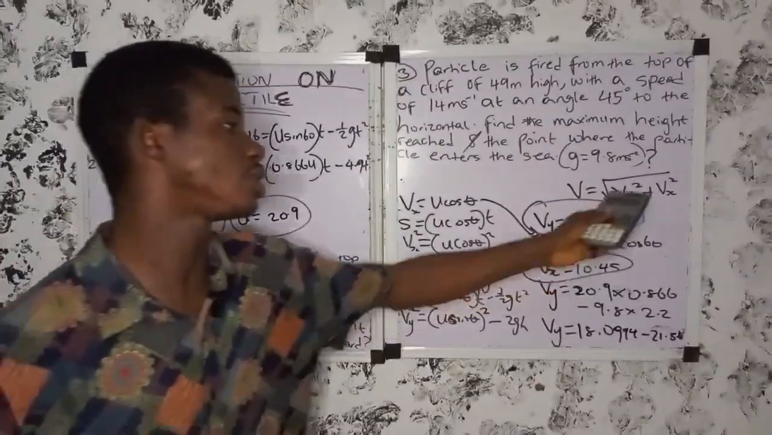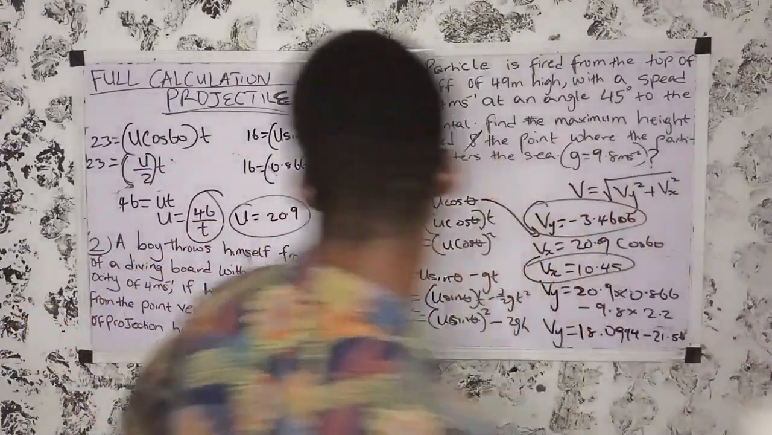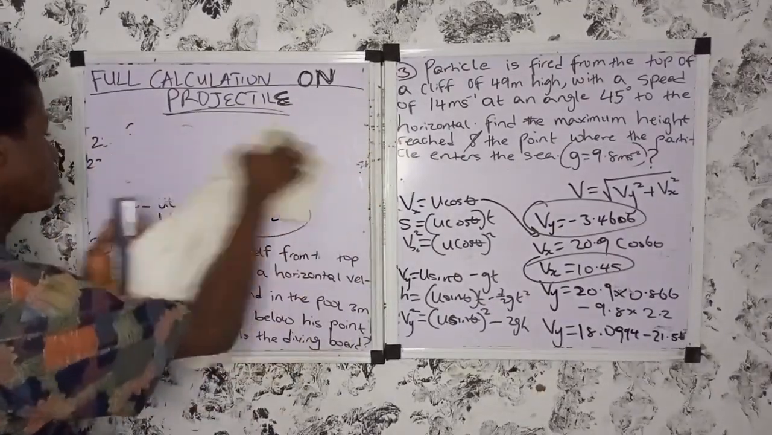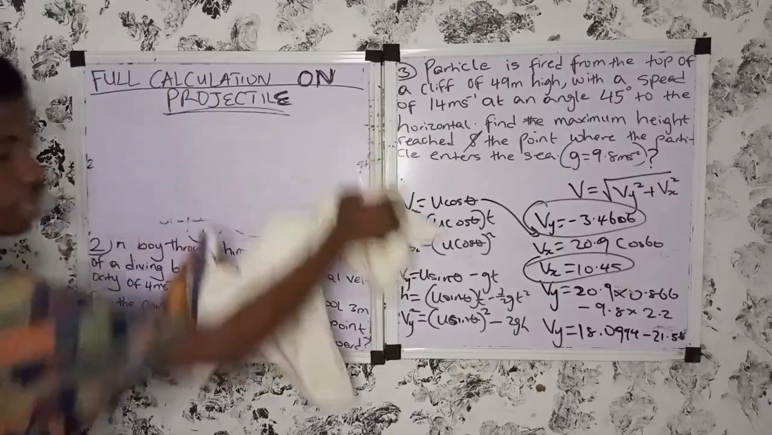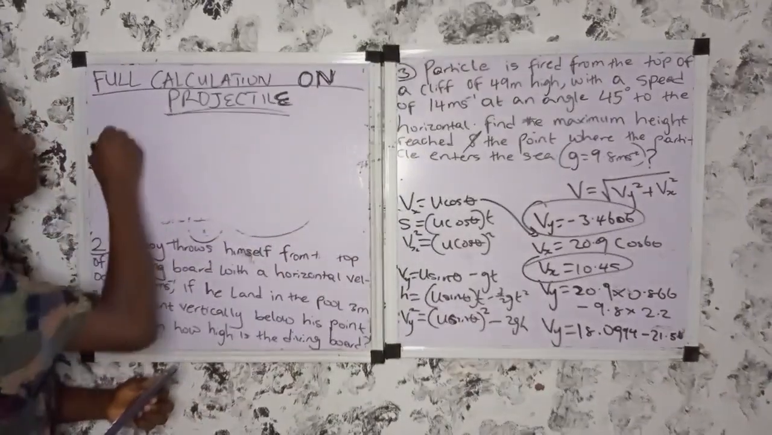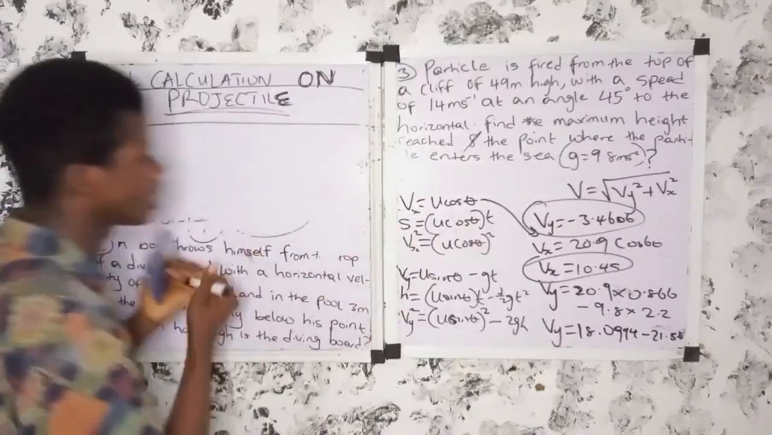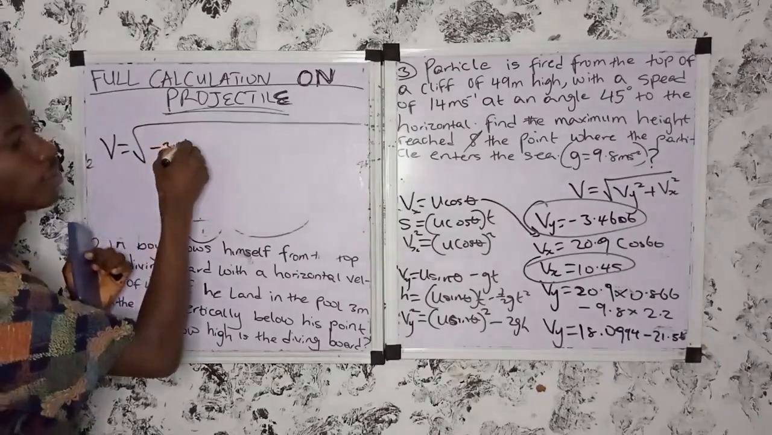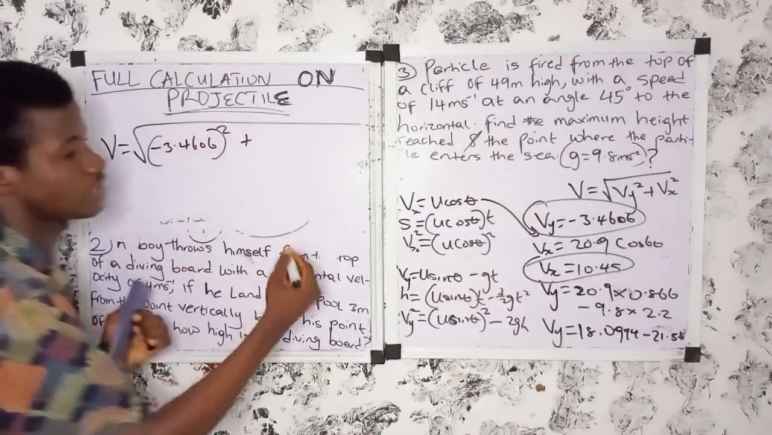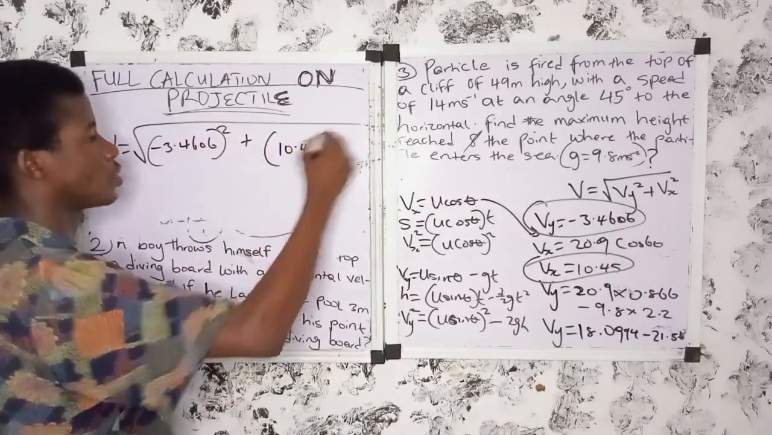We are going to input each of them in this part here. So our V is what? V will now be equal to root of Vy, which is minus 3.4606, all squared, plus Vx, which is 10.45, all squared.